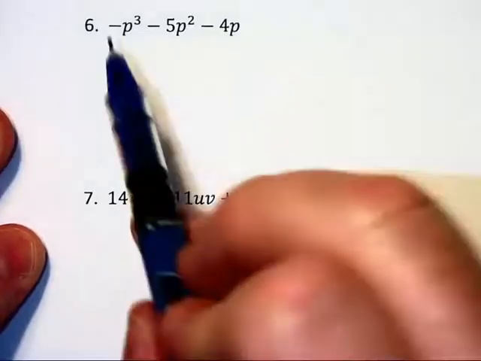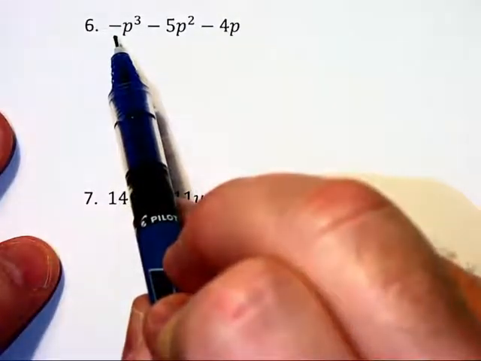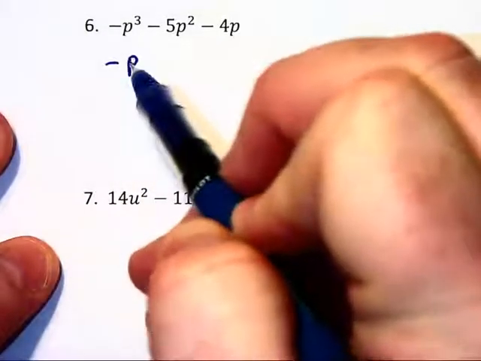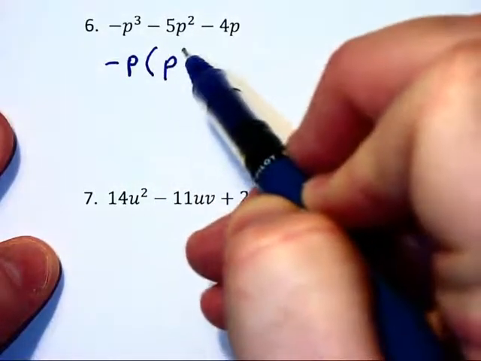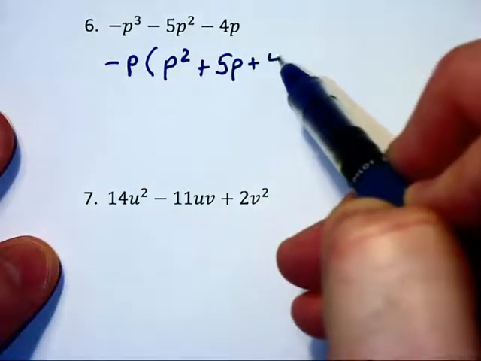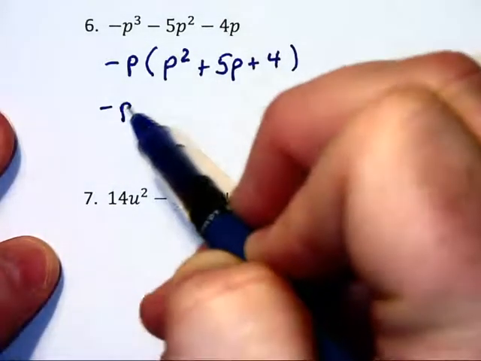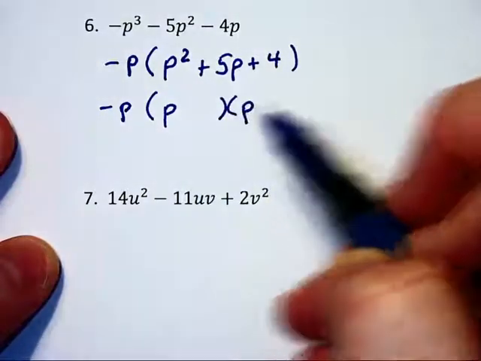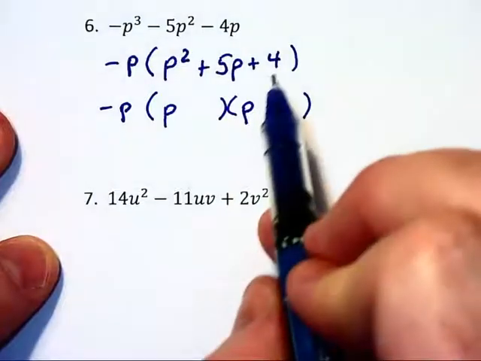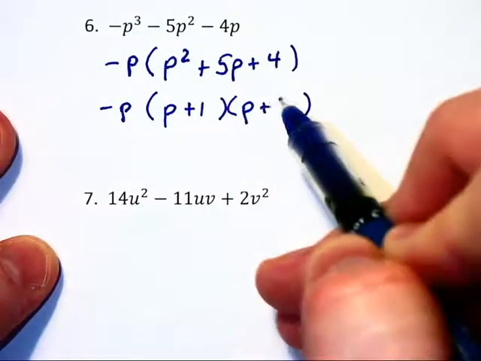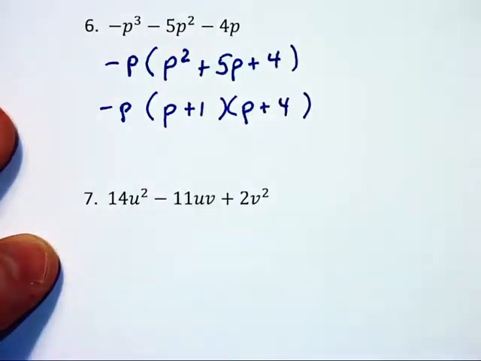For this next problem, it's got a leading coefficient that's negative, and I notice that p can be factored out. So I will divide out a minus p and be left with p squared plus 5p plus 4. Leave the negative p out front. That's a plain p squared, so I know if it factors, it will be p and p. And 4 times 1 is 4, and 4 plus 1 is 5, so I will have a plus 1 and a plus 4 in my 2 parentheses.